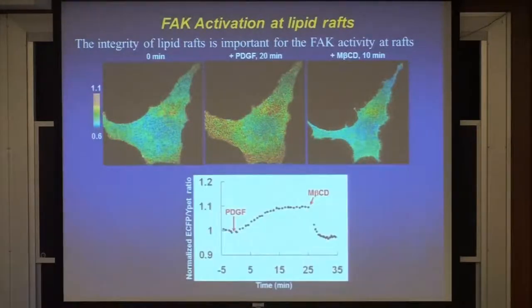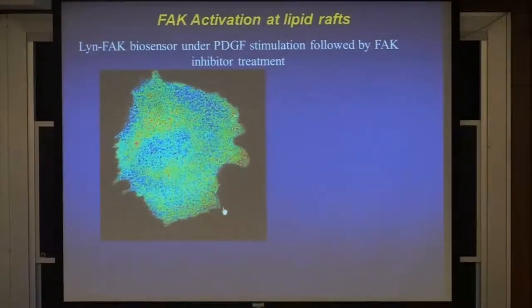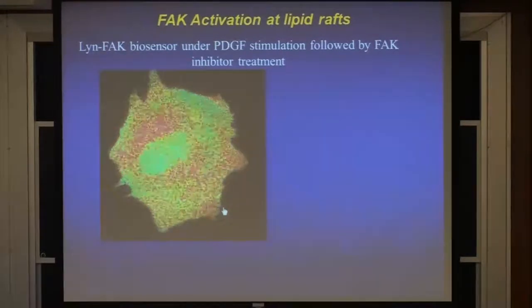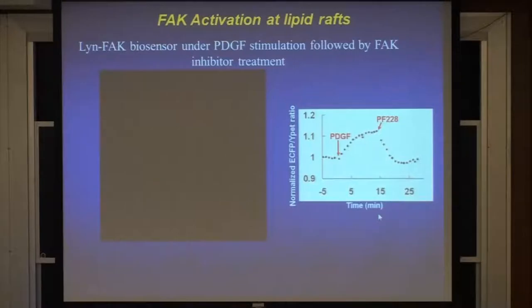As you can see, growth factor can stimulate activity inside rafts. If you use methyl beta cyclodextrin, which destroys lipid rafts, the effect will be gone, suggesting the microdomain integrity is very important for the focal kinase activation. We further use an inhibitor specifically inhibiting focal kinase. As you can see, we can stimulate focal kinase activity in the lipid rafts. And then if we add the inhibitor for focal kinase, you can see it turn into blue, right? Clearly suggesting all the signal we observe is specifically due to the focal kinase activities, not non-specific signals, okay?